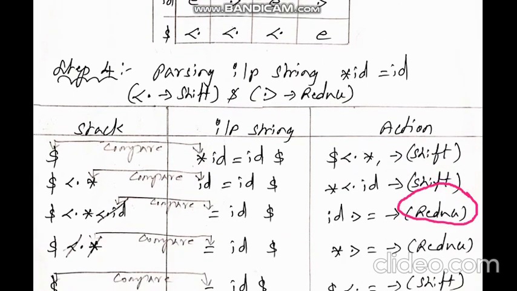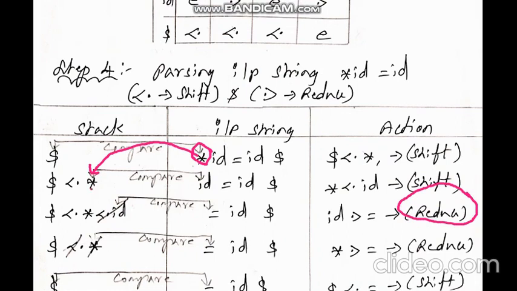Now you can see here this asterisk has been shifted to the stack. Now I am going to check again. We need to have inputs here, we need to have a terminal. Only the terminal on the left hand side in the stack will be compared with the terminal on the right hand side, the first value.